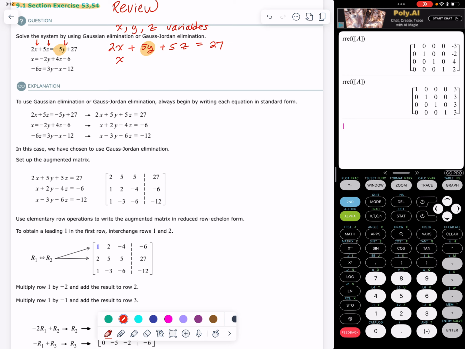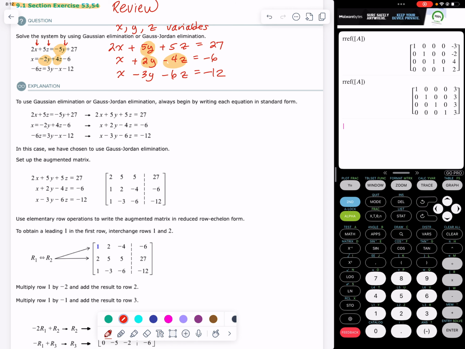We have an X. Now we're going to have a positive 2Y and a negative 4Z, and that's equal to negative 6. So what did you notice? This was a positive 4Z on that side, and it's a negative over here. That's a negative 2Y on that side of the equation, and it's positive. Just another way of thinking about adding and subtracting from both sides. Okay, we have a positive x, a negative 3y, a negative 6z, and that's equal to a negative 12.